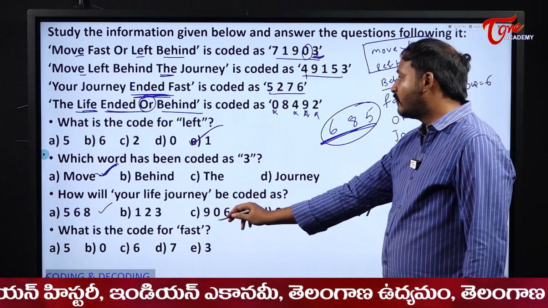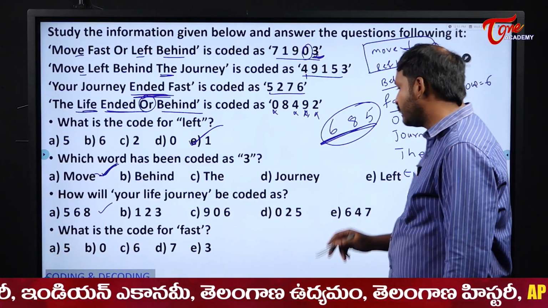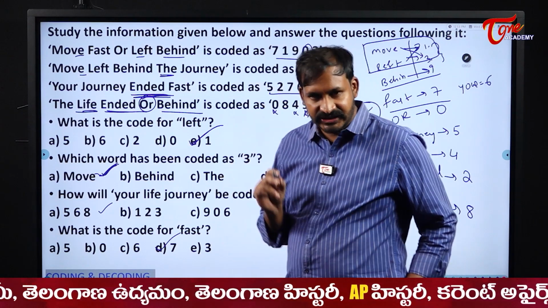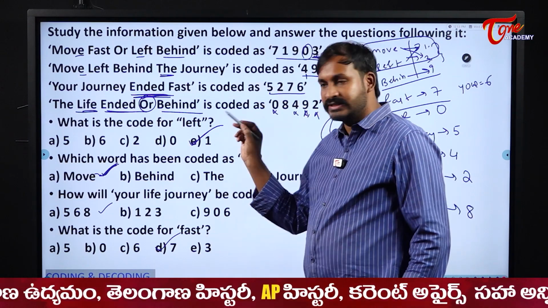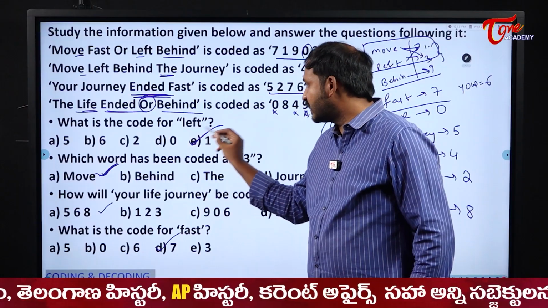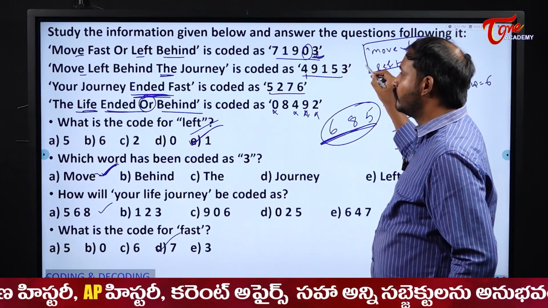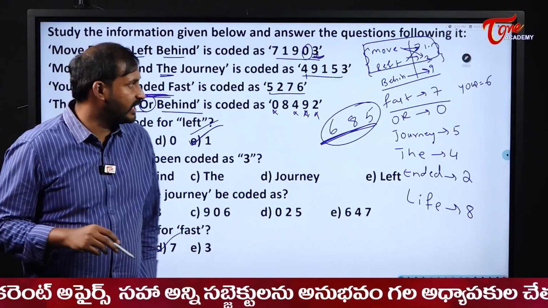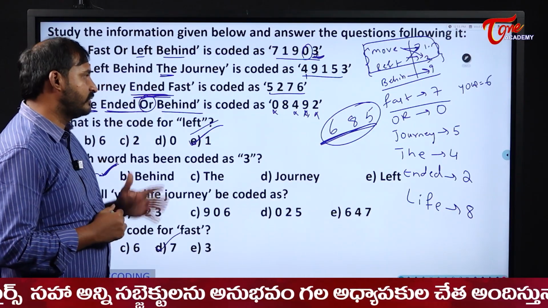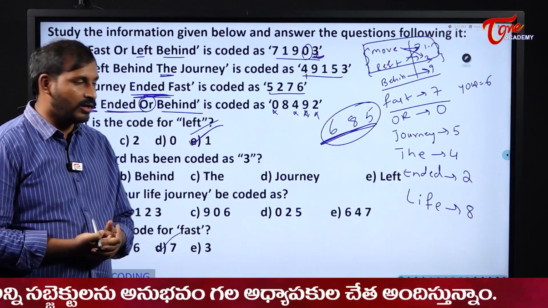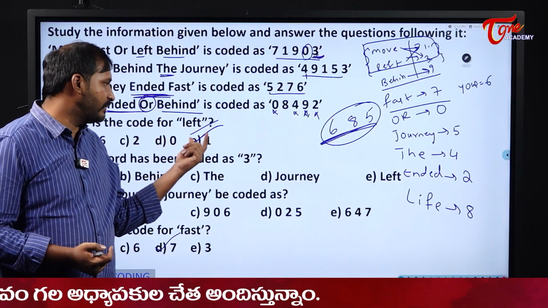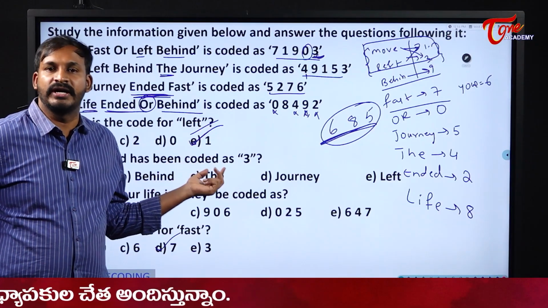Next, what is the code for fast? What is the code for fast here for me? 7. See here students, actually speaking, in this question, once again I am repeating, we cannot say exactly the code for left and move. It can be either of 1 or 3 only. But from the first question we came to one conclusion, that left is coded as 1.